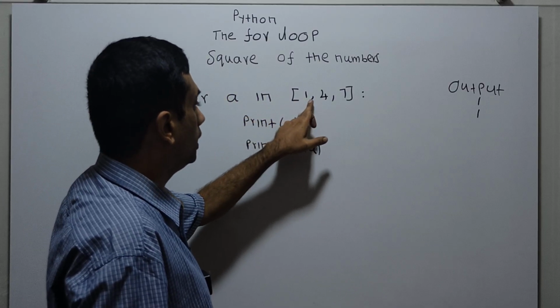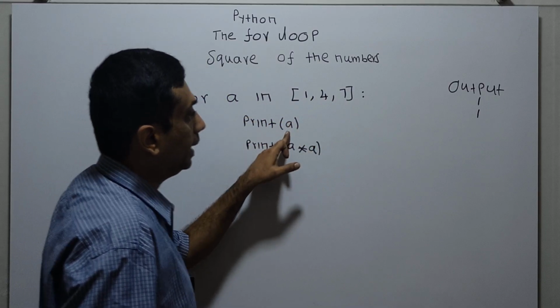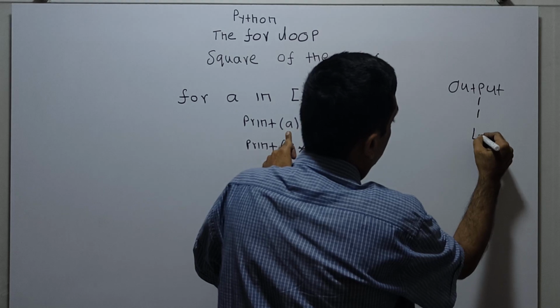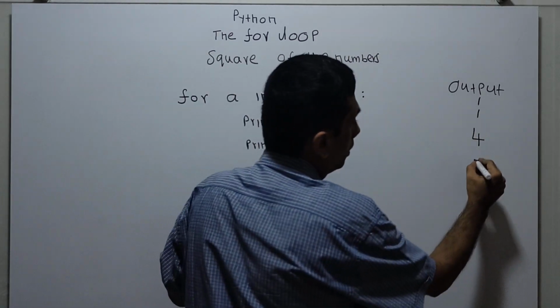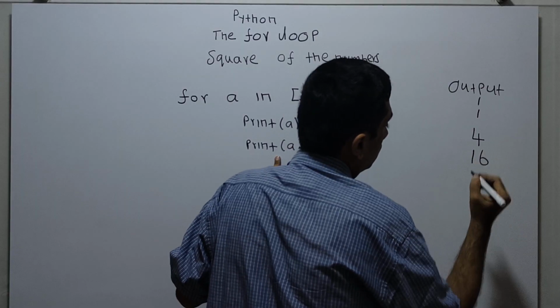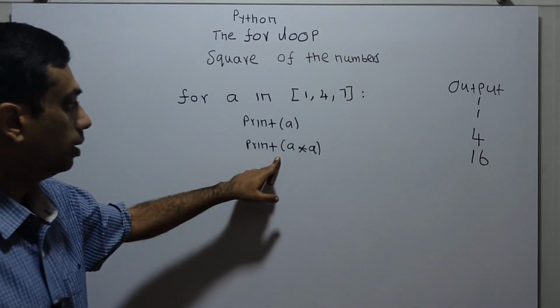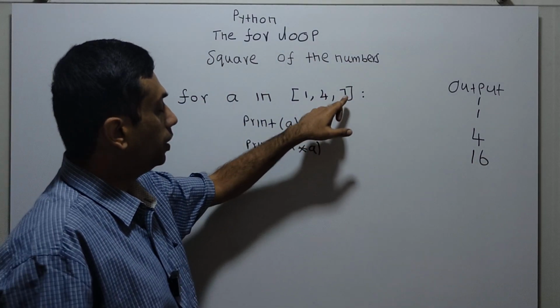4 in the list 1, 4, 7, this is true. Print a. It is printing 4. Here print a star a, it will print 16. The statement is over. It will come to the next iteration.